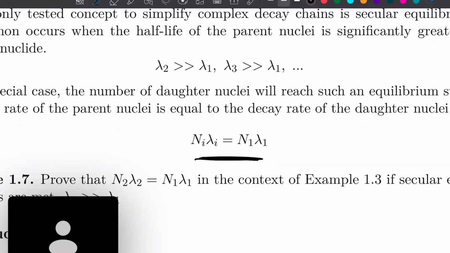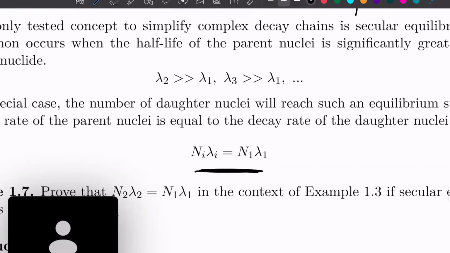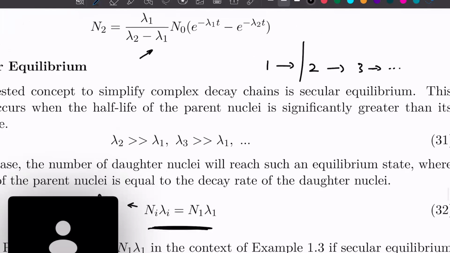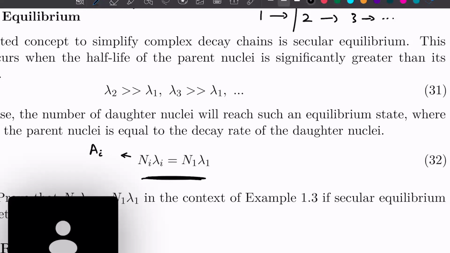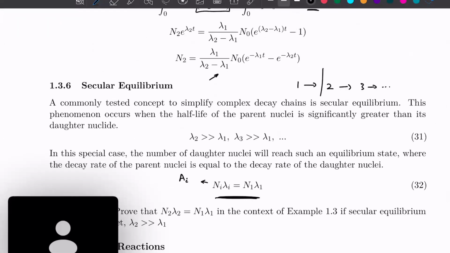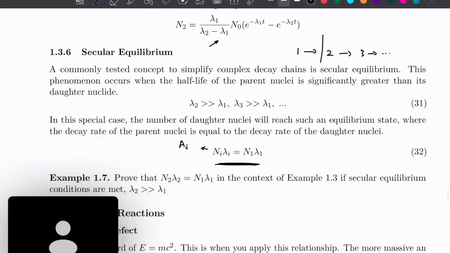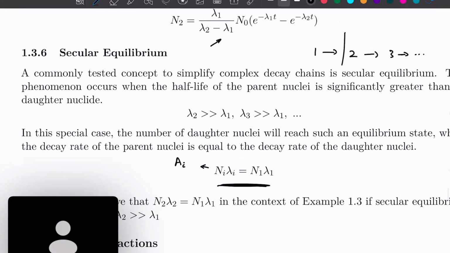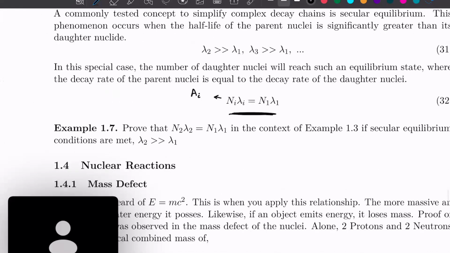And this is the result: the activity of any daughter nuclide is equal to the activity of the parent. So if my parent has an activity of 50 decays per second, after a long period of time, your daughters will also have 50 decays per second.